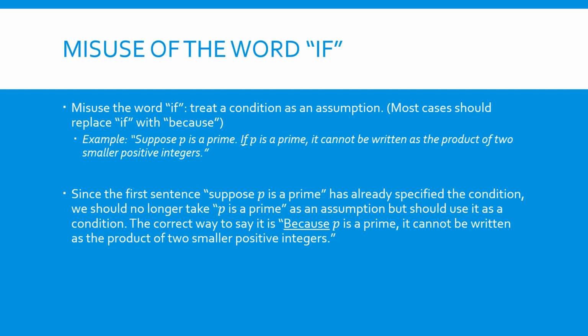Also, consider the example given here. Suppose P is a prime. If P is a prime, it cannot be written as the product of two smaller positive integers. Since the first sentence, "Suppose P is a prime," has already declared that P is a prime as a fact, we should not put the statement after the word "if" in the next sentence, because it implies that "P is a prime" may not be true. We should say "because P is a prime" instead.